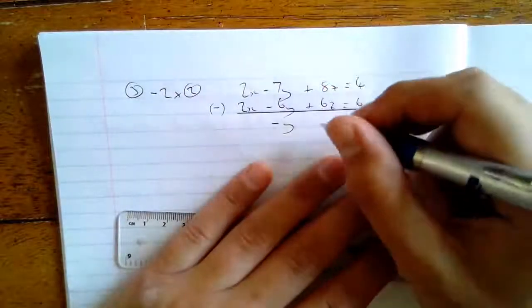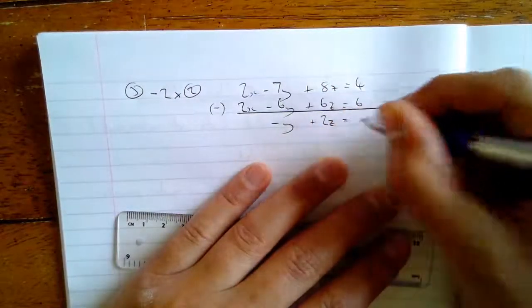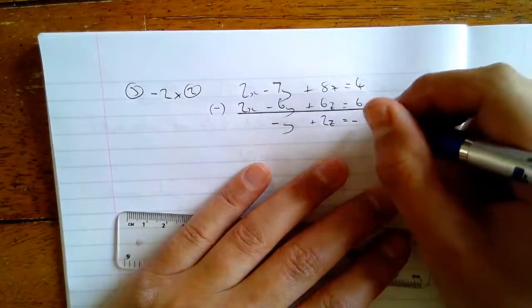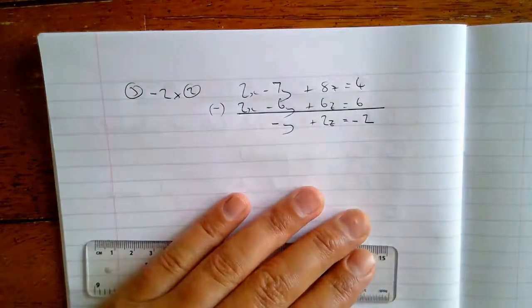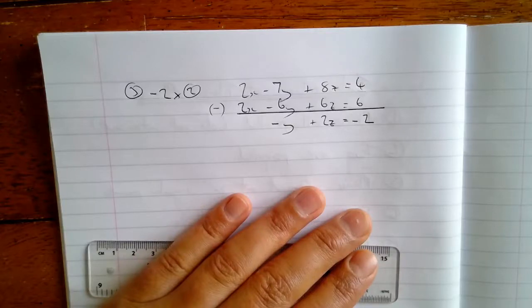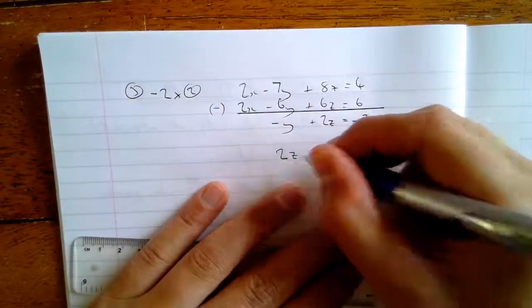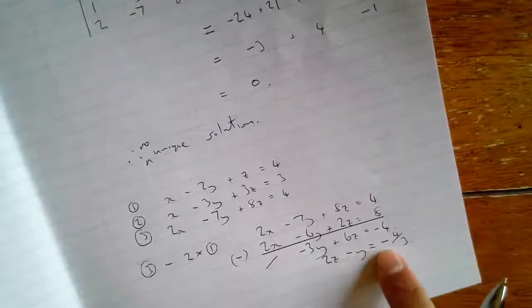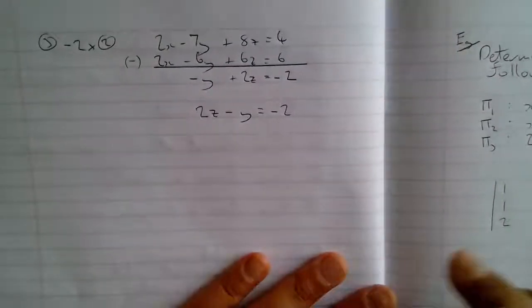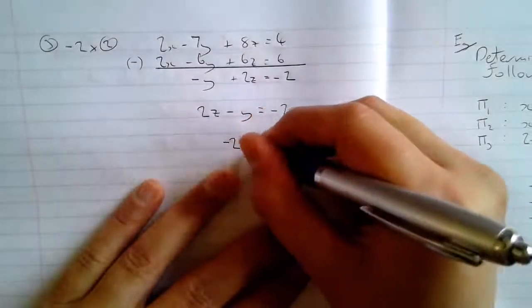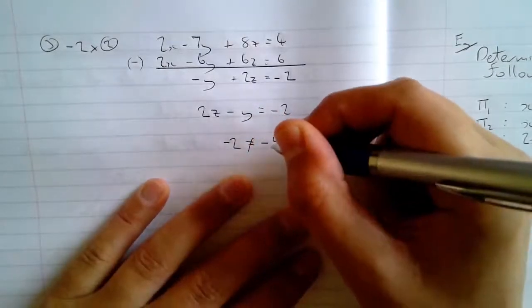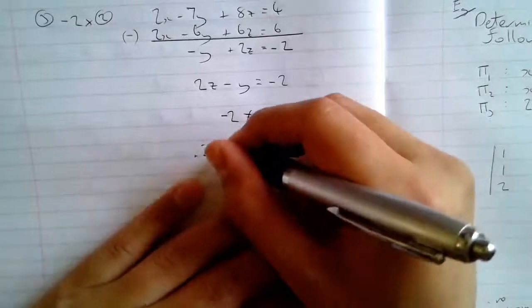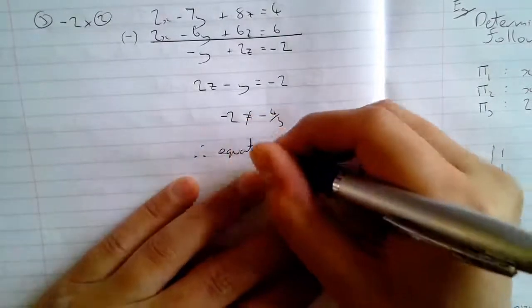negative y, 2z, and negative 2. Okay, so if I think about what I've got in my other one, I've got 2z minus y equals minus 4/3. This one is 2z minus y is equal to minus 2. So the left-hand sides are the same, the right-hand sides are different. Minus 2 is not the same as minus 4 over 3. Therefore, equations are inconsistent.